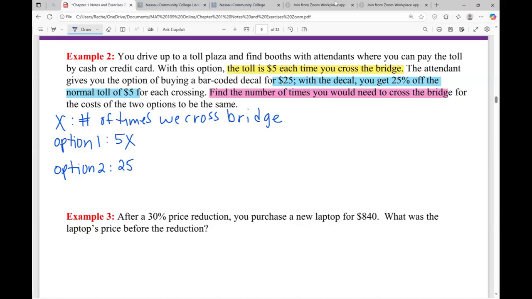So really, we're going to be paying 25 plus 75% of the $5 for every trip that we take, right? 5 times x. So the question is, how many times would we need to cross the bridge in order for these two options to be the same or to be equal?